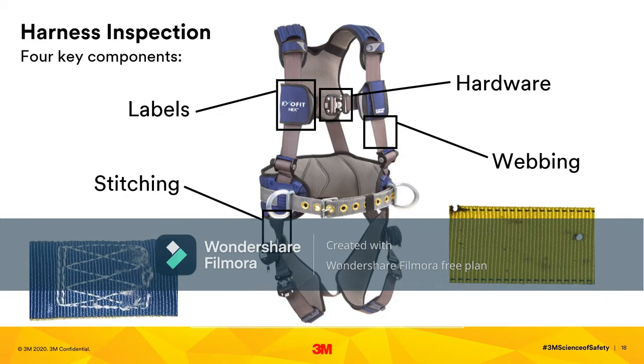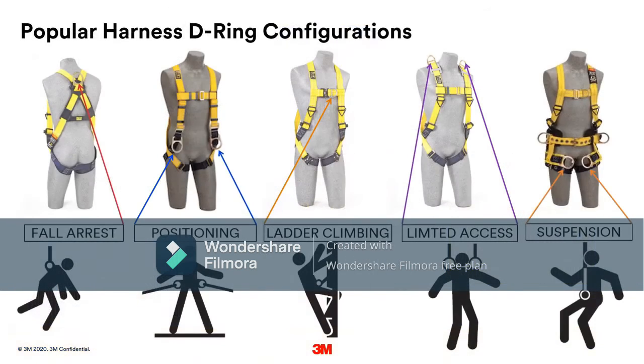Harnesses have a working weight capacity of 130 pounds to 310 pounds. DBI Sala and Protecta harnesses are tested to 420 pounds. At a minimum, a harness must have a dorsal D-ring for fall arrest, normally referred to as the back D-ring. All other D-ring configurations are optional and dependent on the work to be done.